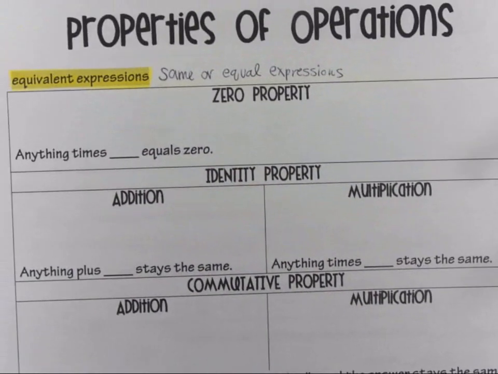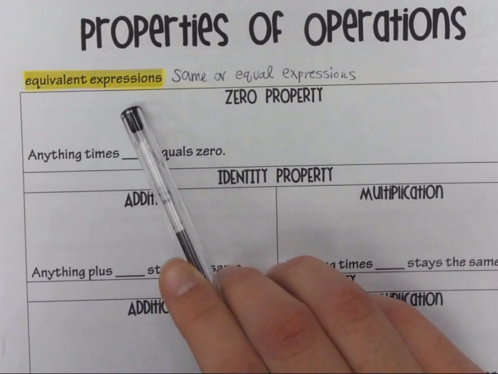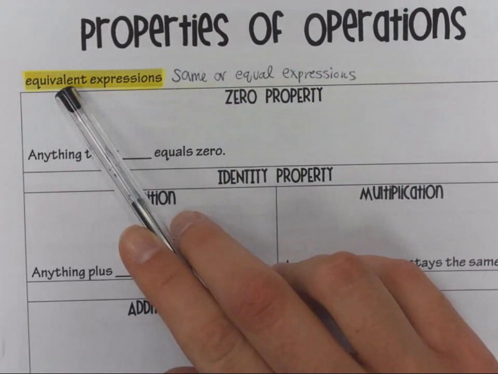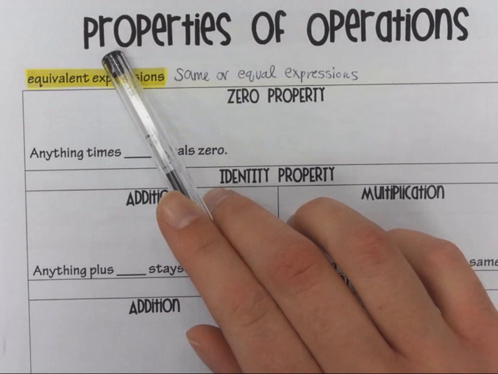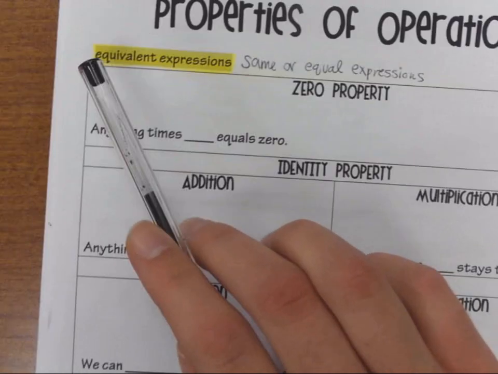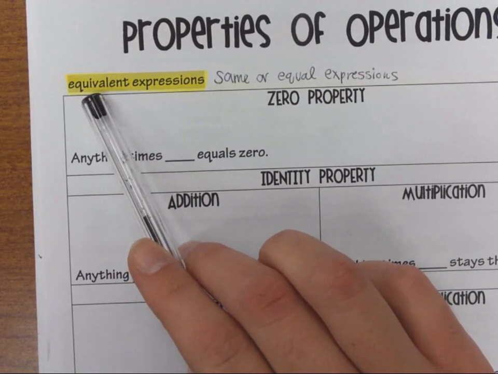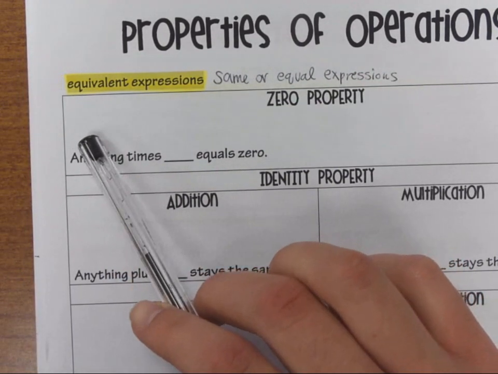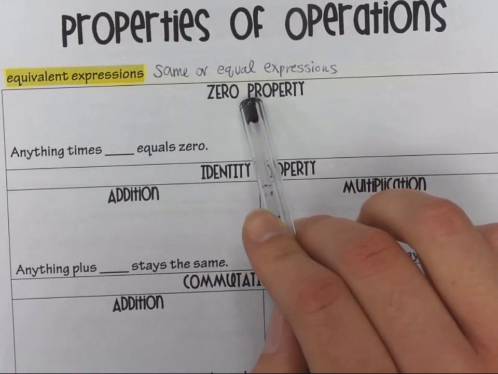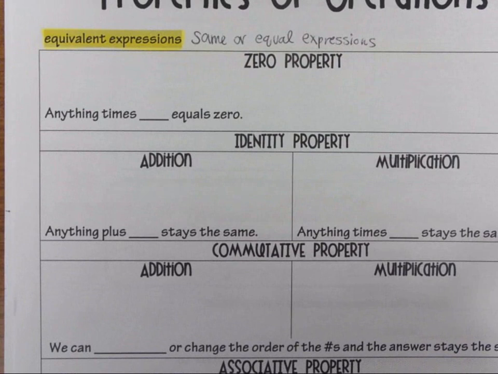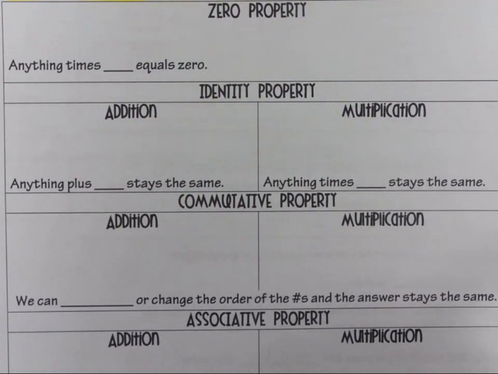So we'll see those in just a minute, but before we get started, I want to introduce you to a vocabulary word that's called equivalent expressions. So we know what expressions are. Those are like our math sentences that we've been working with. Equivalent, do you see how it kind of looks like equal a little bit? That's what it means. It means to be equal. So equivalent expressions are expressions that are the same or equal. Okay, now that we have that vocabulary, let's look at our properties.